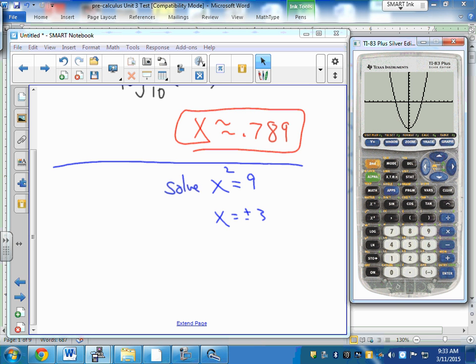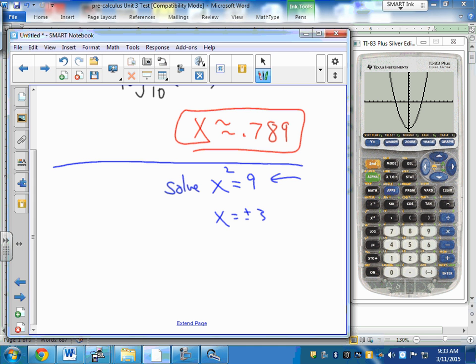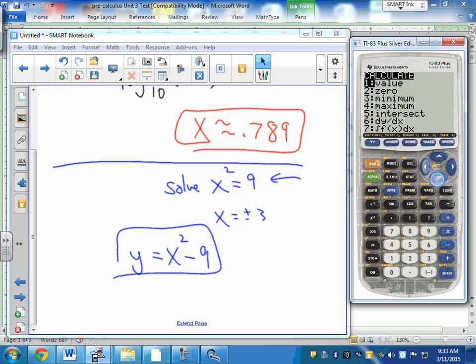We see 2 zeros. This is obviously our parabola, right? This is x squared minus 9. So it's a parabola shifted down 9 units. There's the graph. And the zeros. Okay, so there's 2 of them. We have to find both. And we'll do the one on the left first.